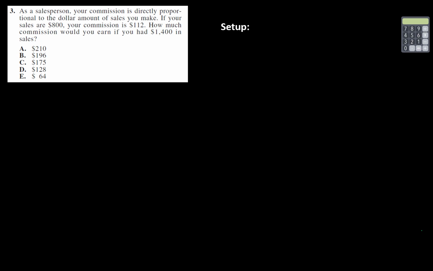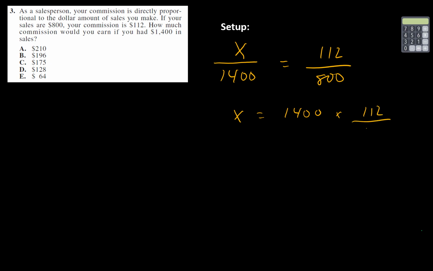Question 3. As a salesperson, your commission is directly proportional to the dollar amount of sales you make. If your sales are 800, your commission is 112. How much commission would you earn if you have 1,400 in sales? So we can set up a ratio here. X over 1,400 equals 112 over 800. So X equals 1,400 times 112 over 800. Now at this point, we can solve this in one of 2 ways. We can either type this into the calculator, or we can simplify to solve for X.